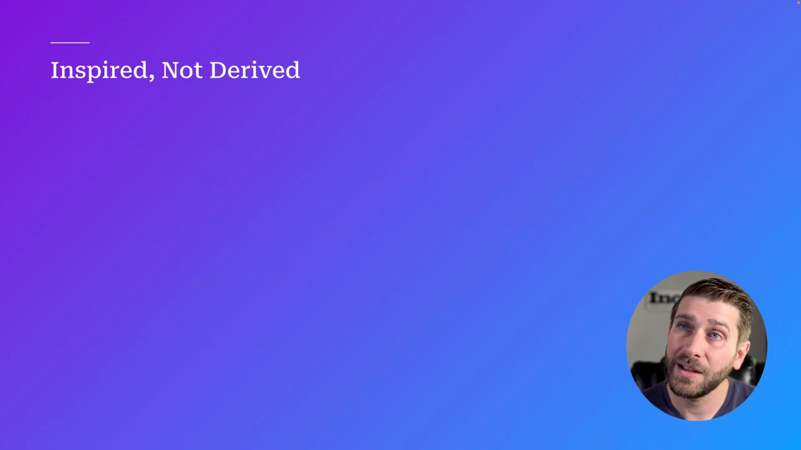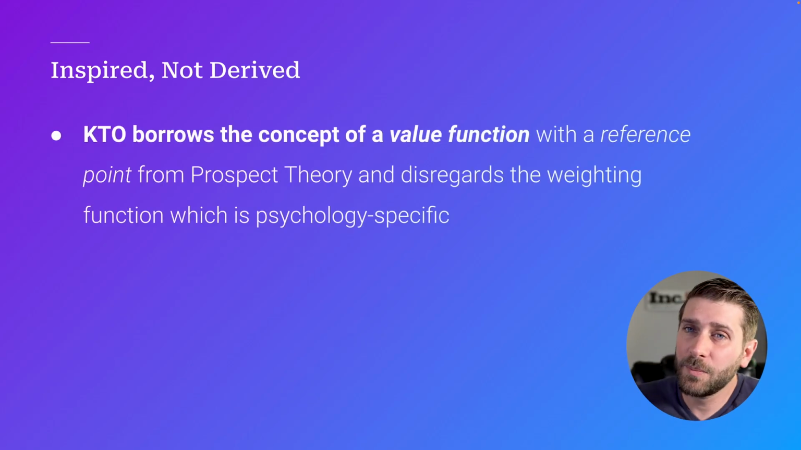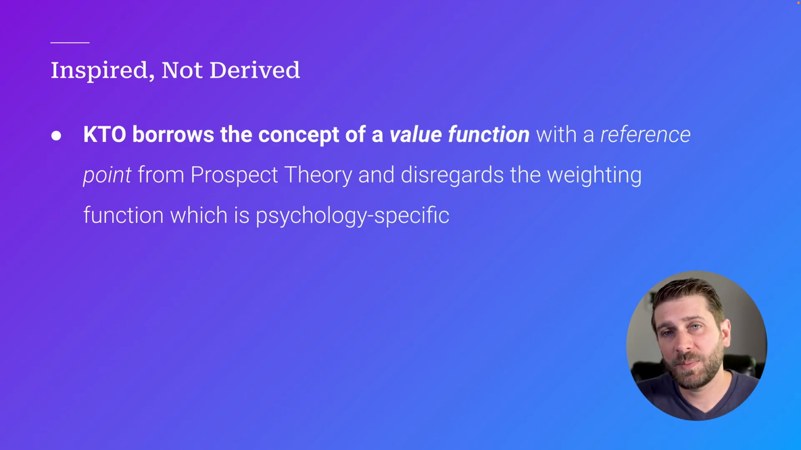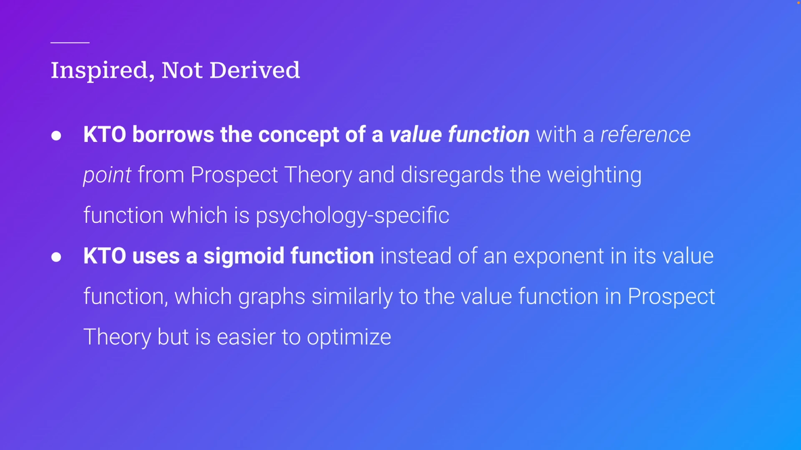Now, it is inspired by prospect theory, not derived from it. So KTO specifically borrows the concept of a value function with a reference point from prospect theory. And then there's this other part of prospect theory called the weighting function, which is specific to psychology, and so they didn't use that part. So they picked and chose what seemed applicable to the machine learning problem. And then in KTO, they use a sigmoid function instead of an exponent in its value function, which graphs similarly to the value function in prospect theory, but is easier to optimize.